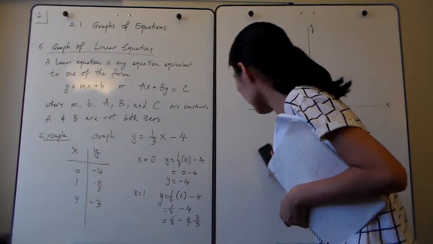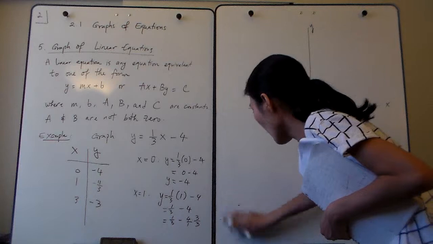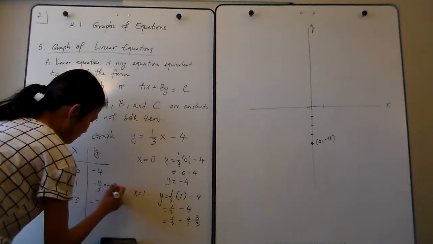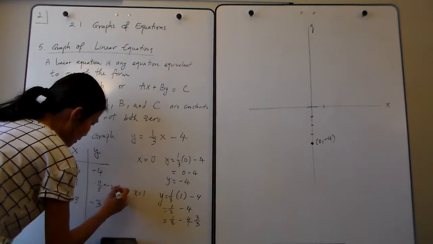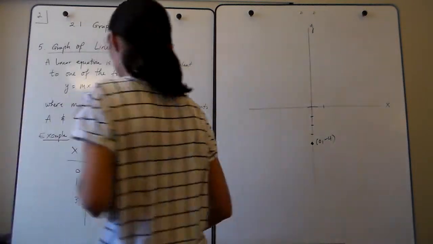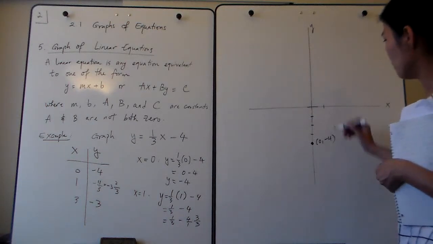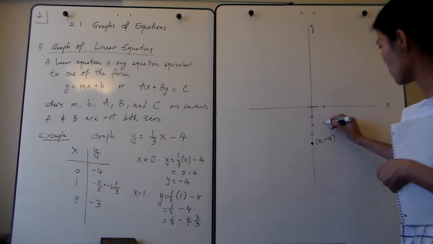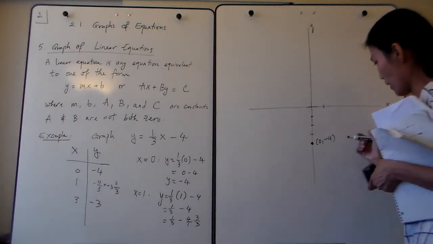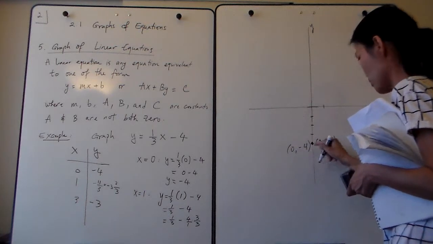So I can write here, this is equal to negative 3 and 2/3. So when x equals 1, it's going down 3. 1, 2, 3. Okay, let me make space. This ordered pair is in the way, so I move it to the left, okay? So 0, negative 4 for this point.